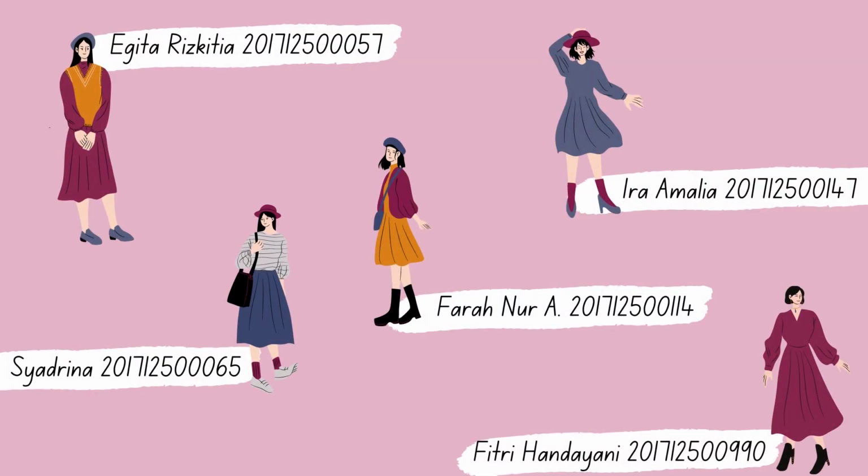But we will introduce our members first. There are 5 of us in this group. The first one is Egita Rizkitia, the next one is Syadrina, and then Farah Nur Amalia, and the next one is Ira Amalia Farida, and the last one is Fitri Handayani.